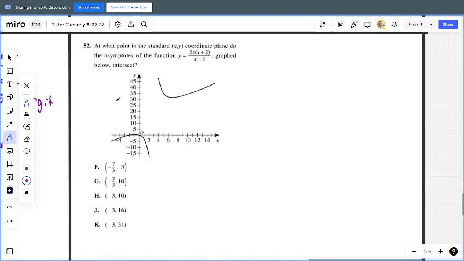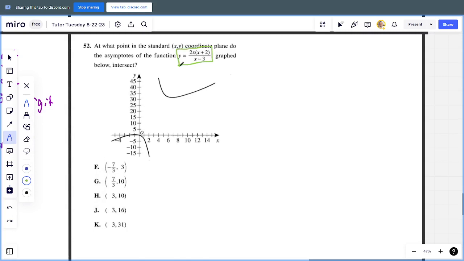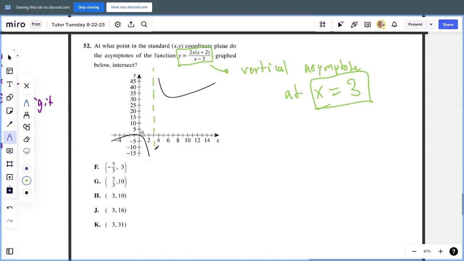So let's see. Number 52 is asking, at what point in the standard xy coordinate plane do the asymptotes of the function y equals 2x times x plus 2 over x minus 3 below intersect? That's kind of a mouthful. Already I can see very easily a vertical asymptote at x equals 3. So I can plot that right here. If I extended this function, it would approach that asymptote, but it would never cross it.